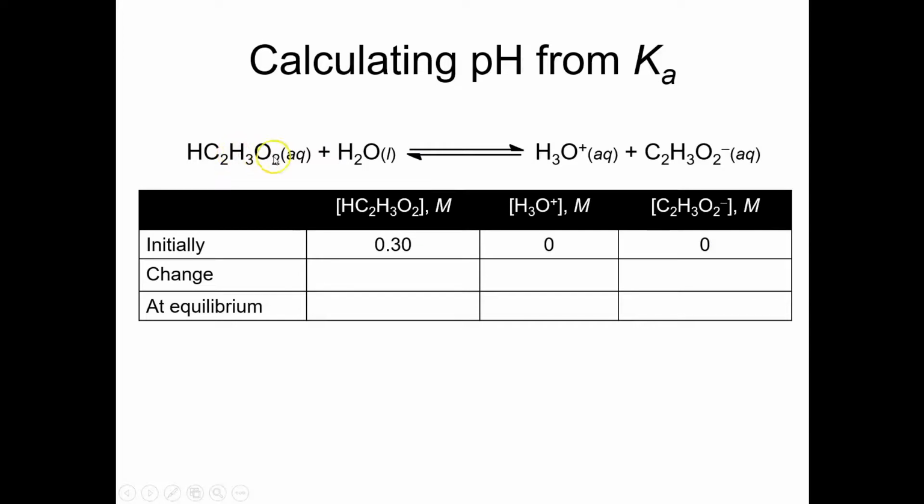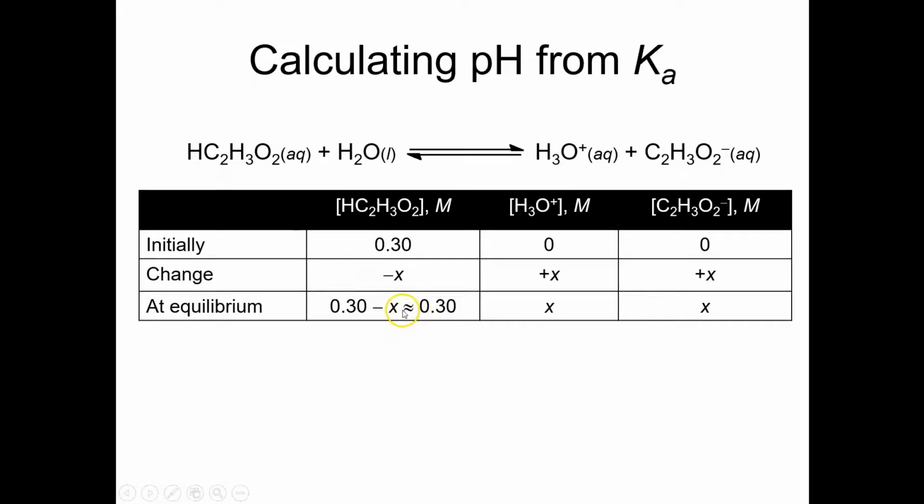The coefficient in each case is 1, so I can simply say that the change in acetic acid is going to be negative X. The change in hydronium and acetate is going to be positive X. At equilibrium, the concentration of both hydronium and acetate is going to be X. The concentration of acetic acid is going to be 0.3 minus X.